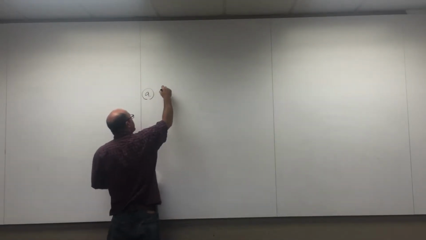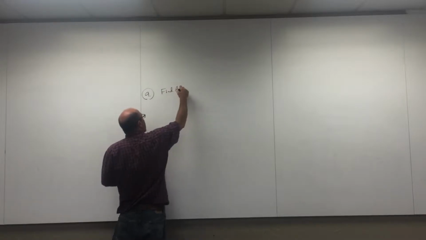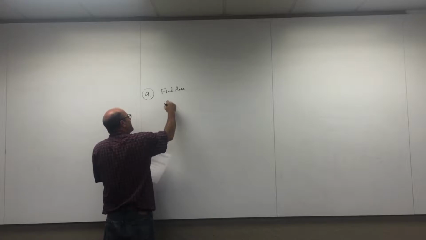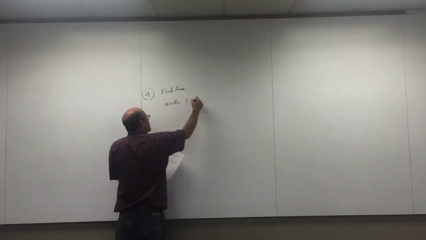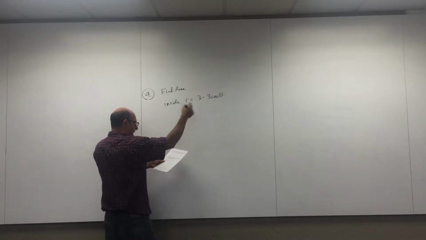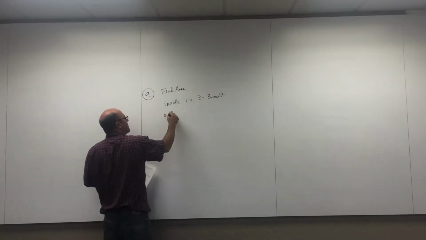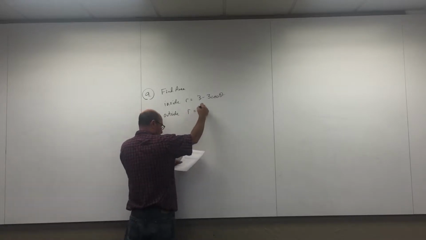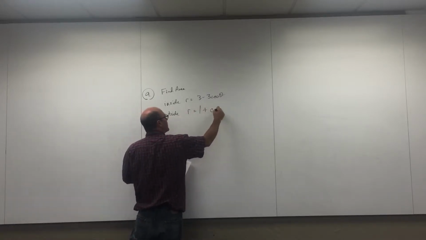You just asked me about number 9 on this take-home quiz. It says, find the area, and then you've got to watch this language. It says inside r equals 3 minus 3 cos theta, but outside r equals 1 plus cos theta.